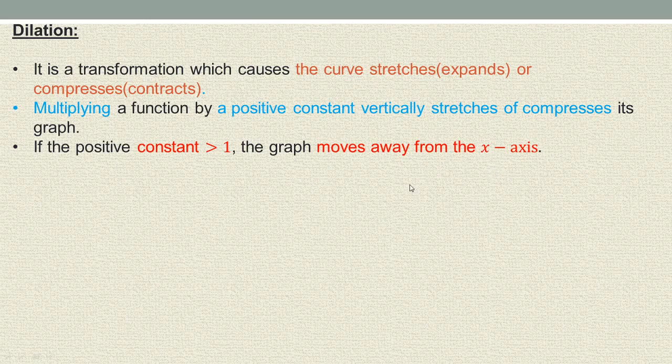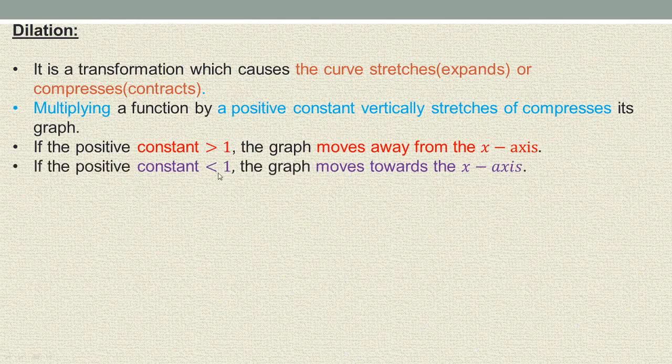You should talk only with respect to the x-axis in dilation. If the positive constant is less than 1, the graph moves towards the x-axis. If it is greater than 1, the graph moves away from the x-axis. And here you are multiplying only with the positive constant, not a negative constant. Clear? Okay, so this is all about dilation.